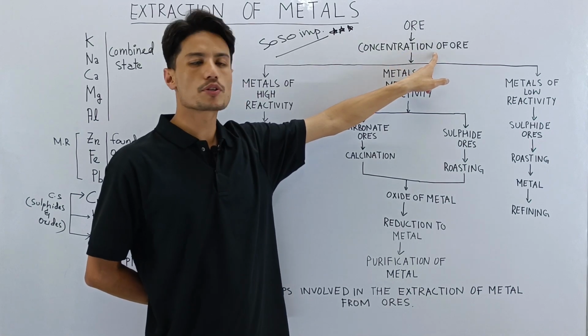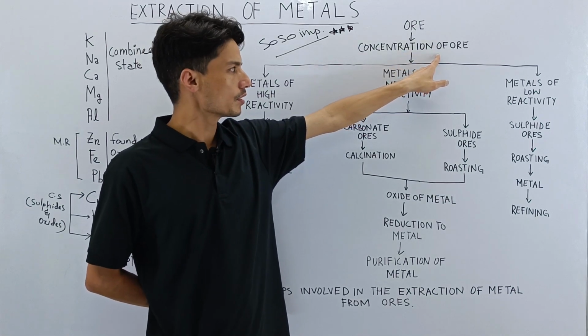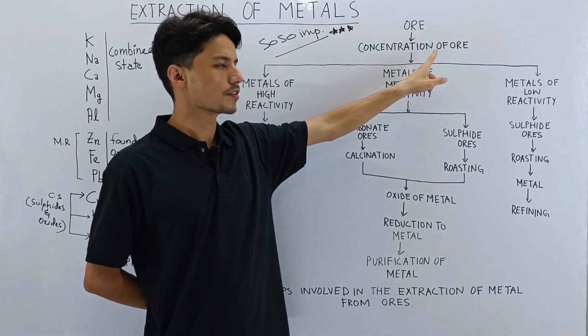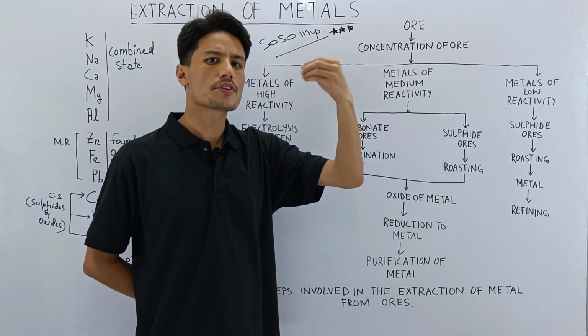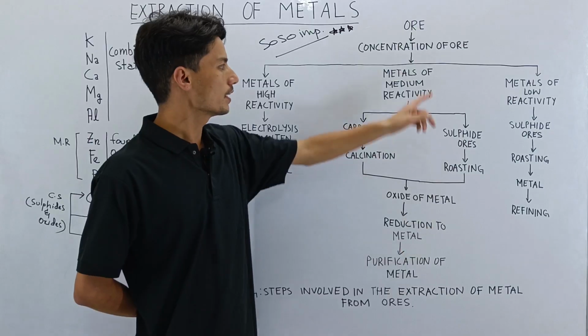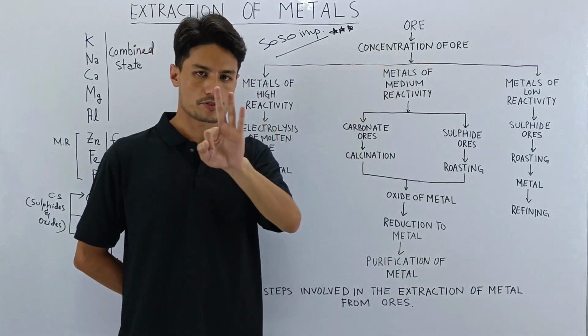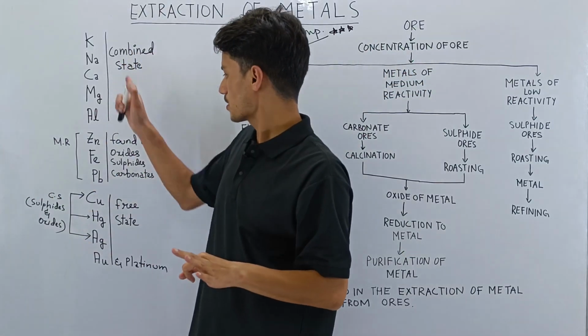Then we do the enrichment of ore. Enrichment of ore, which we just discussed some few minutes ago, is also known as concentration of ore, which means increasing the value of ore. Then what we do after we are done, we have these three classes, isn't it now?